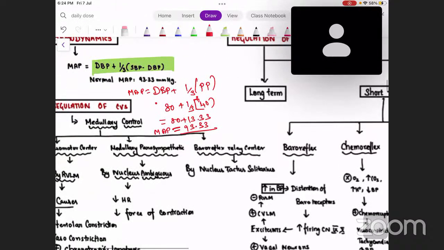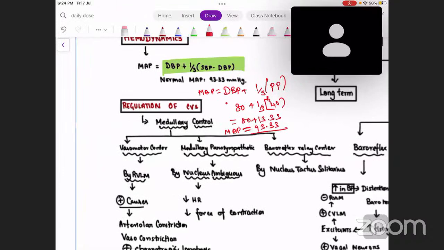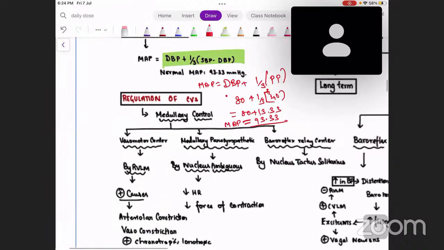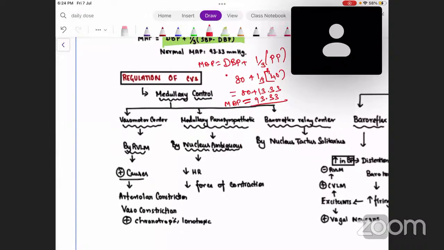Then regulation of your cardiovascular system. So it is mainly regulated by your medulla oblongata. So we call that the medullary control of your cardiovascular system. So what are the medullary controls we have to regulate your cardiovascular system? One is your vasomotor center. Another one is your medullary parasympathetic center. And another one is your baroreflex relay center. This baroreflex relay center is mediated by the nucleus tractus solitarius. Solitary tract nucleus will control your baroreflex relay center.